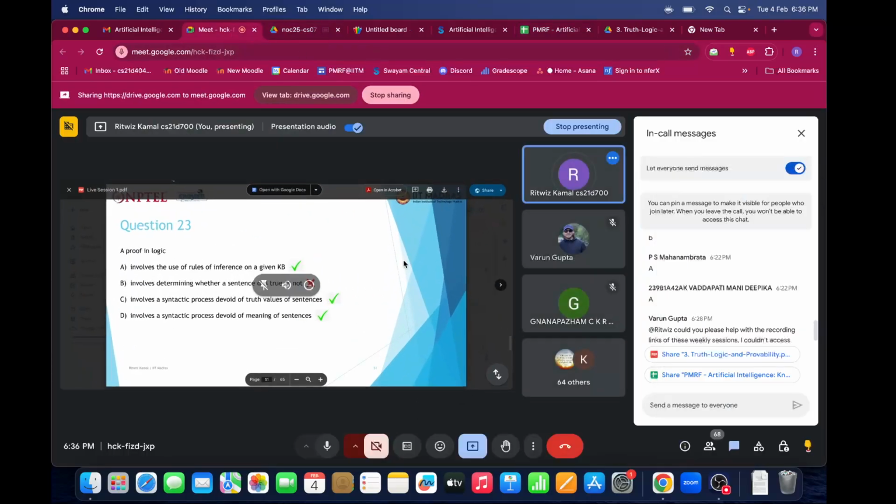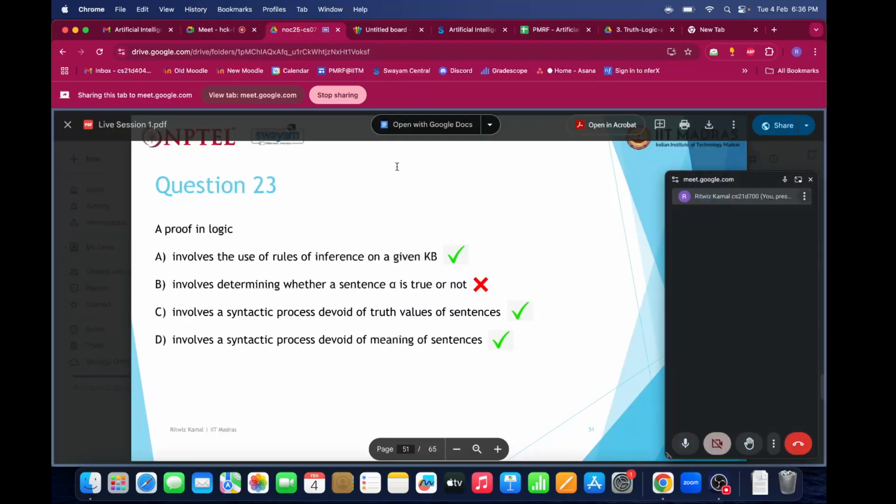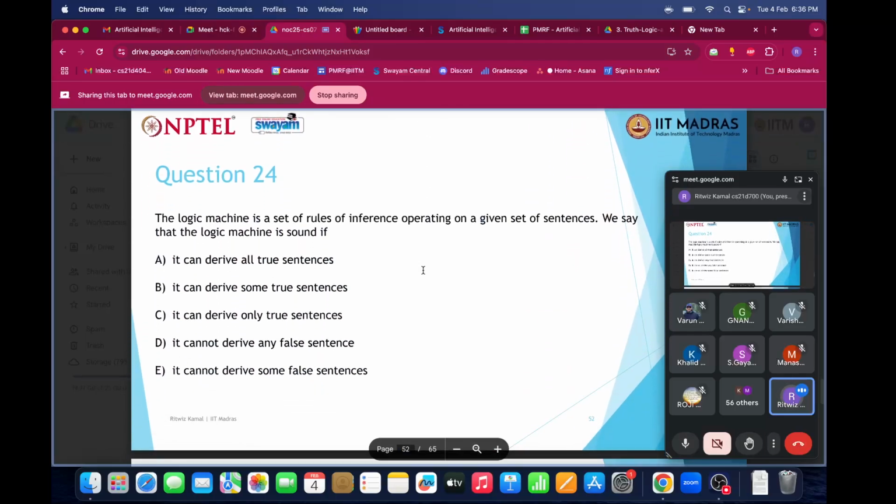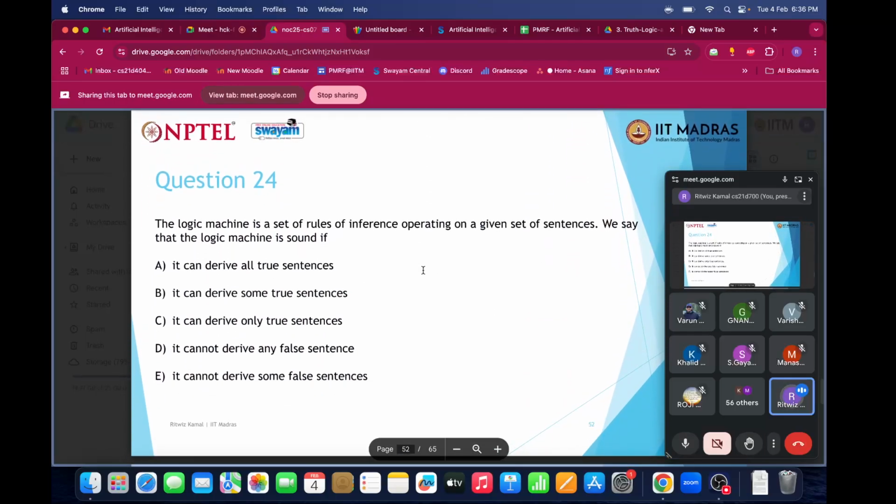Okay then. So coming back to the questions. We have discussed proof. Okay, let's move on to the next question then. This deals with soundness and completeness, what we were just discussing.